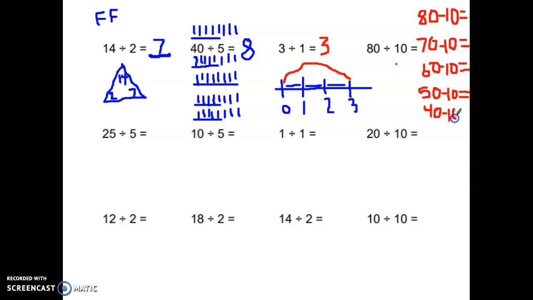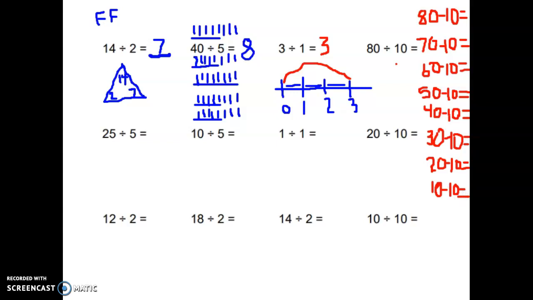40 minus 10 equals 30. And 30 minus 10 equals 20. 20 minus 10 equals 10. And 10 minus 10 equals 0. Okay, so I don't have to go any farther.